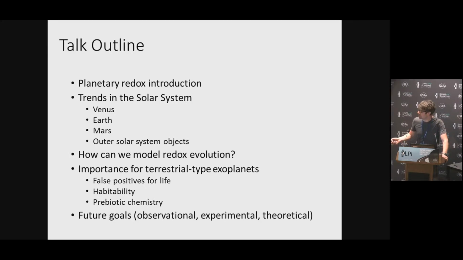And I will then discuss how we should go about modeling redox evolution, and I'm going to do this in a context of really focusing on the early stage of evolution, and in particular the period where planets have magma oceans, which in many cases is likely to dominate the subsequent redox history. And then kind of mixed in with this discussion of the modeling, I want to talk about the importance for terrestrial type exoplanets. And so this includes false positives for life, most notably abiotic O2, but also their habitability and potentially their prebiotic chemistry. And I'll finish by discussing some future goals, both observational and theoretical.